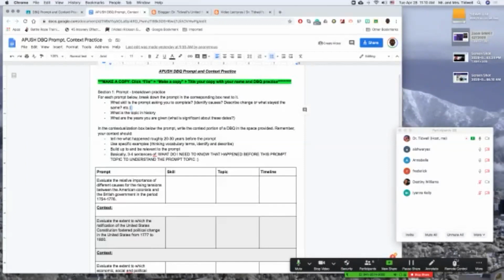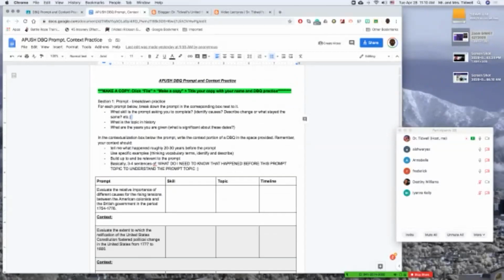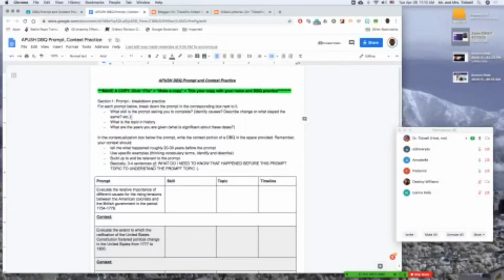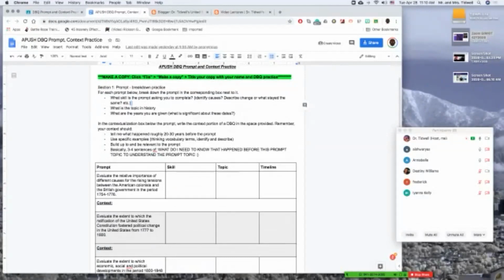All right. So let's look at the first prompt here. What you guys got to do here is really break down: what is the skill you got to use, what's the topic, and then what's the timeline, so the time period. So evaluate the relative importance of different causes for the rising tensions between the American colonists and the British government in the period 1754-1776. So what skill is this prompt asking you guys to do?